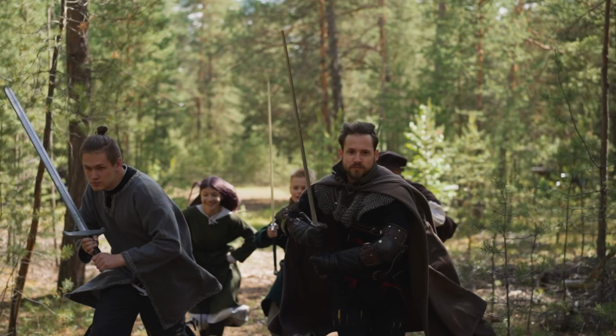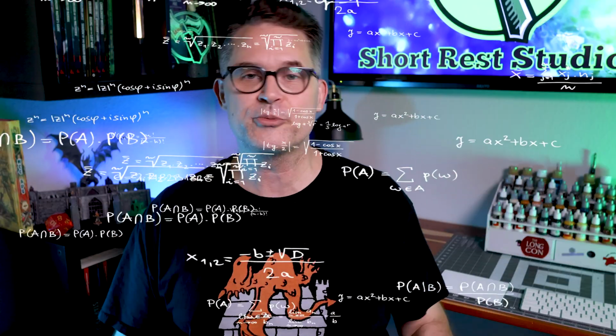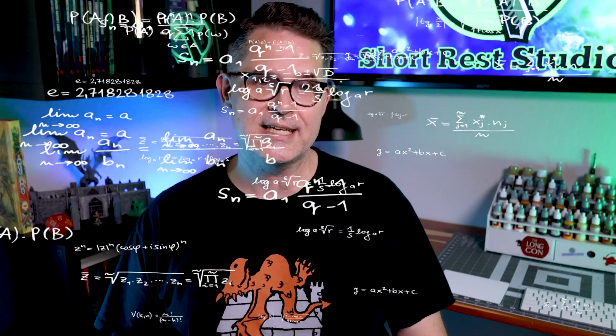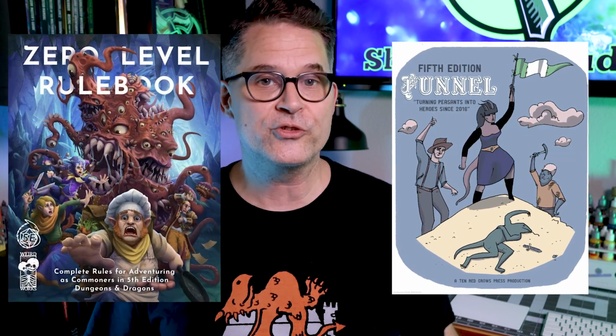Today, I want to walk you through how to convert this super fun experience to use with 5th edition D&D. The zero level rulebook from Weird Works and 5th edition funnel from 10 Red Crows Press were great resources for me in putting all this together. Each book has rules for rolling up characters and for running a funnel, as well as some simplified character sheets and a ton of great random tables to use in the process. I'll drop links to those in the description too.